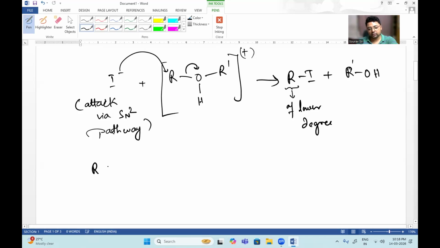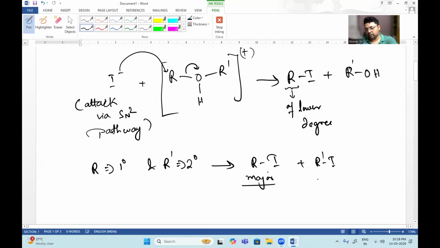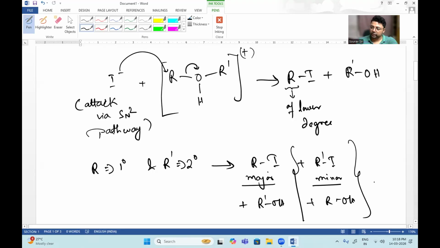Suppose R is 1 degree and R dash is 2 degree. Then we will get R-I as the major product, and R dash I as minor, along with R dash OH and ROH. This part is mostly not used in showing the reaction, but they are feebly present because we cannot outweigh the whole reaction as a whole.